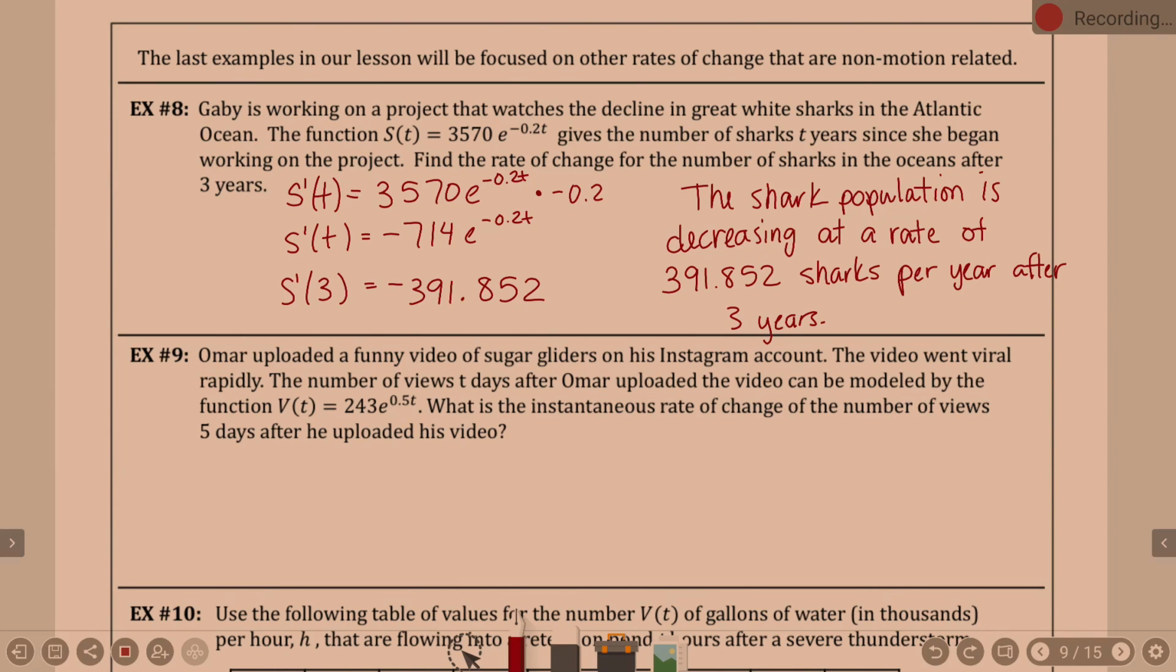Is it not the same thing? No, speed or rate of change. Well, what does instantaneous rate of change mean? At that moment, not over an interval. So, V prime of T? Are they asking what V prime of T is? No, they're just asking for the instantaneous rate of change 5 days after he uploaded his video. Could you just go straight to the calculator if it's a calculator problem? Yes, you could.